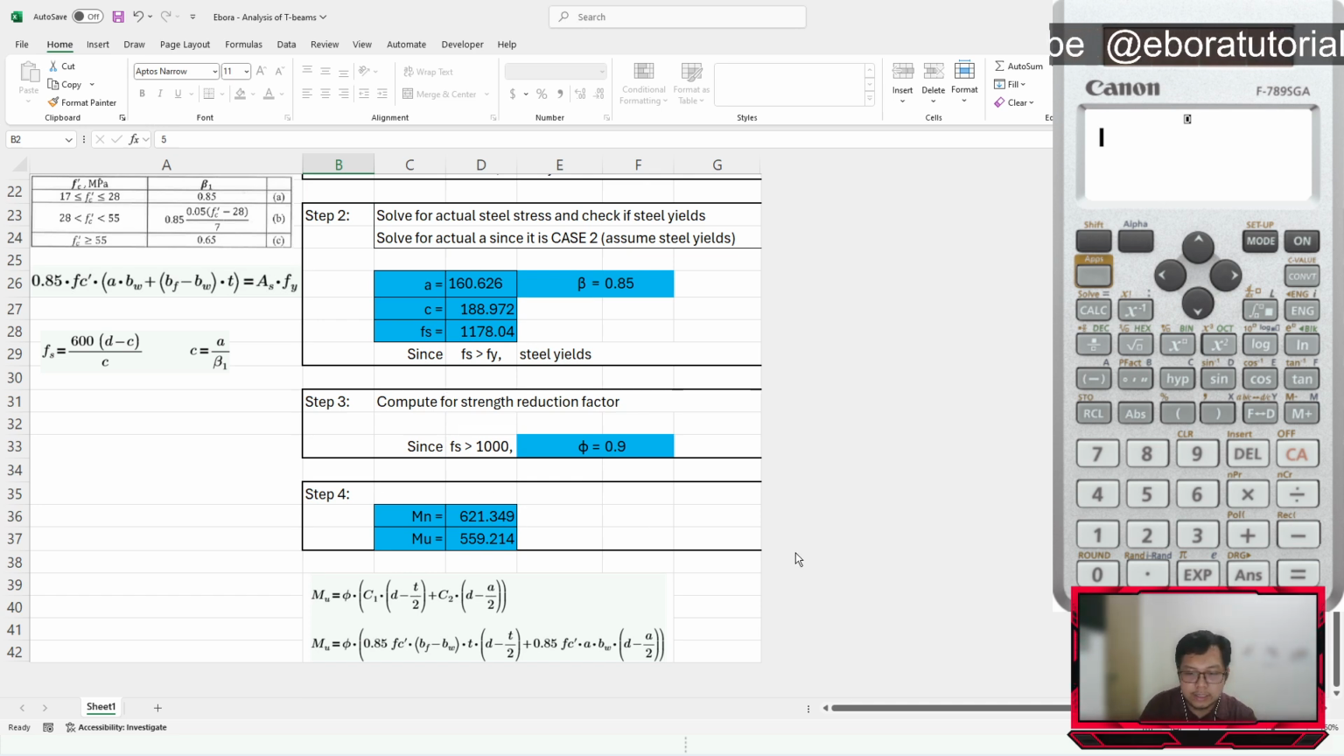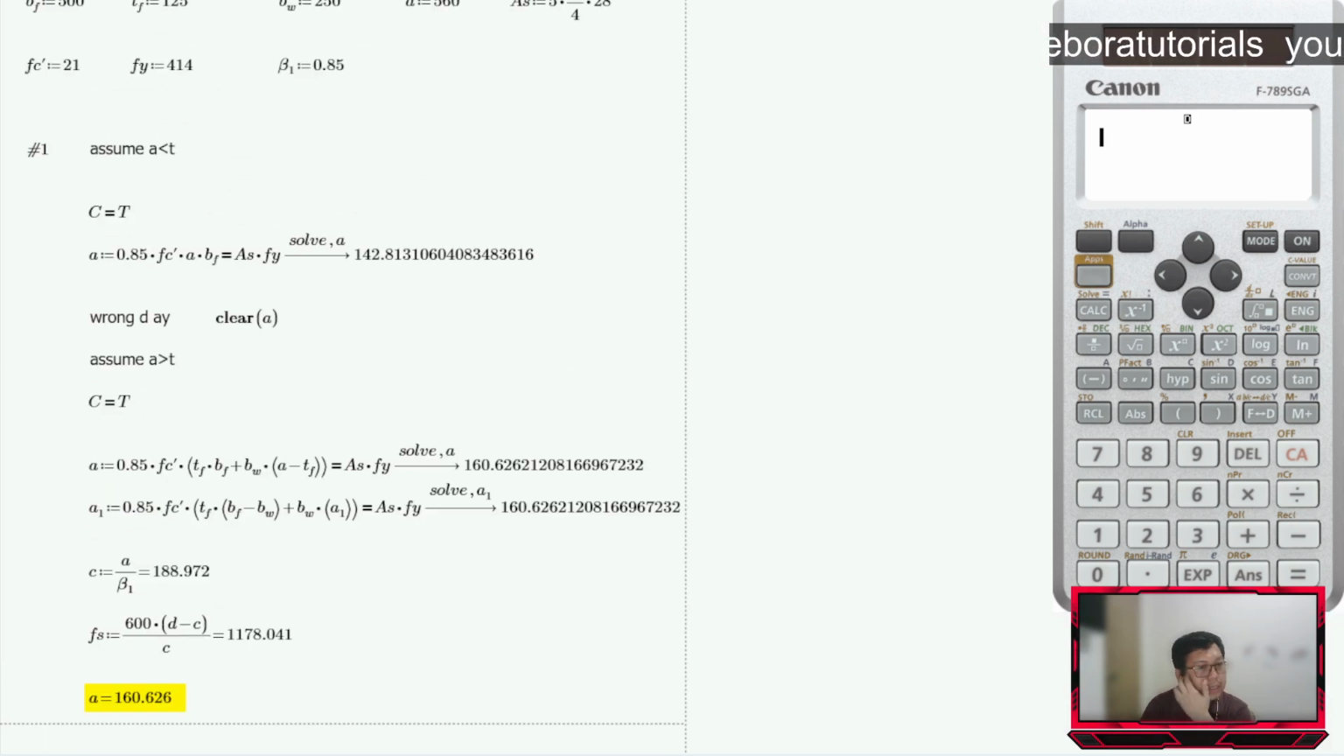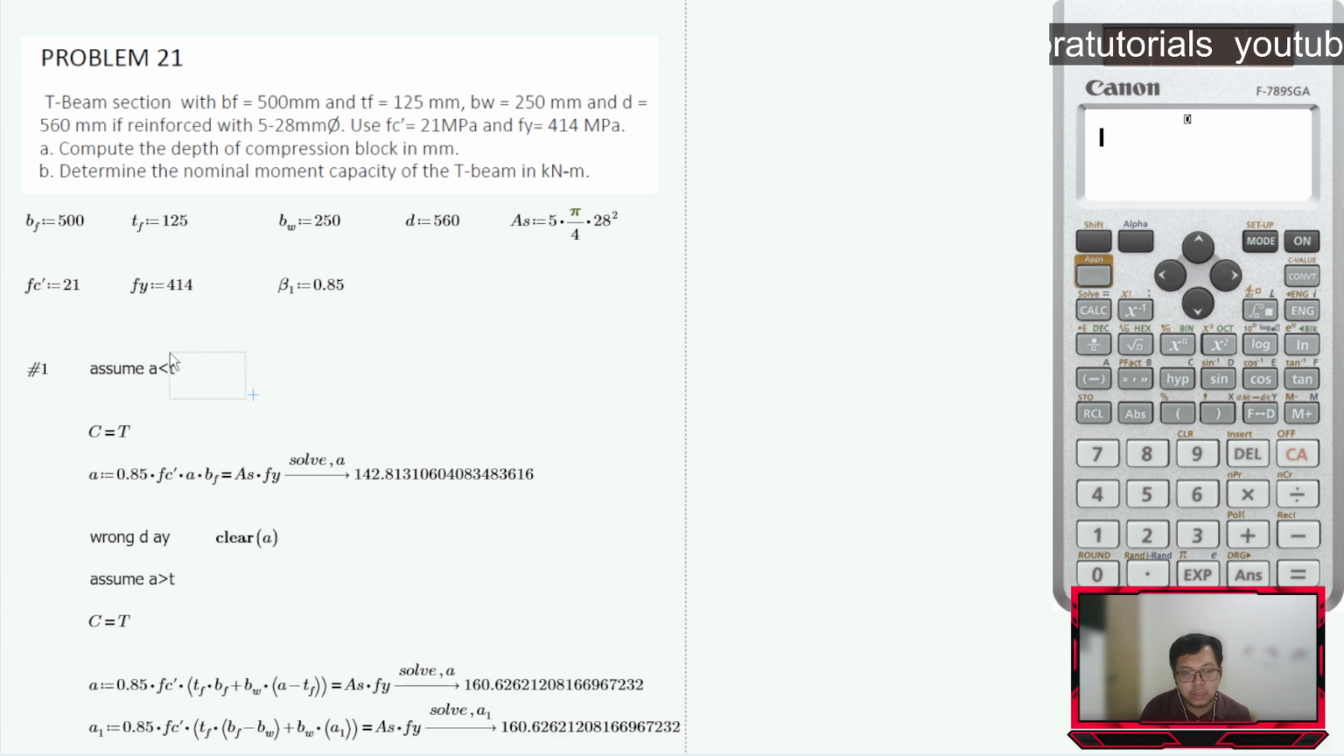So, I'll try to discuss the solution in MathCAD. The first thing to do for a T-beam is to always assume case 1. We have two cases: one where the concrete compression block is less than T, and one where it is greater than T. The greater than T case is the more difficult one, case 2. So, assume case 1 first. The equation for case 1 is this.